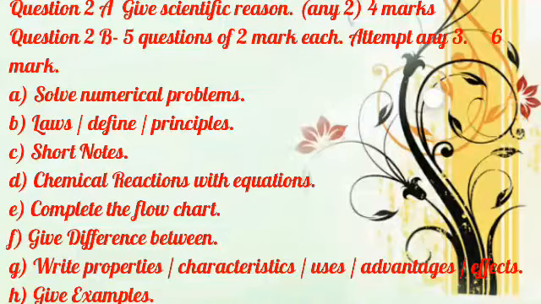Next one, give difference between. It is of 2 marks, so it is expected you write 4 points in that. These points should be totally independent, not that you write only 1 point and correlate all the other 3 points with that only. Then next is G, that is write properties, characteristics, uses, advantages or effects.